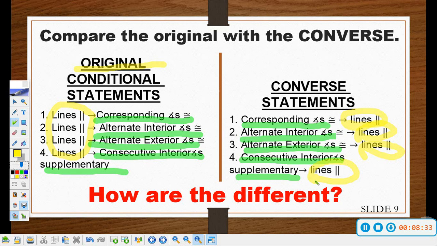The hypothesis, remember, is what you start with. Be careful which reasoning you choose when you're justifying a step in a proof. It's very important to know what you're starting with so that you can have the right conclusion. If you start with parallel lines, then you will use the original conditional. But if you're starting with angle congruency, as you are here with converse statements, that means you're using the converse.